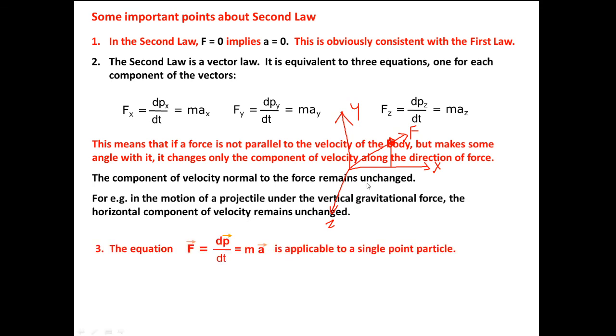The component of velocity normal to the force remains unchanged. That is, in projectile motion under vertical gravitational force, the horizontal component of velocity remains unchanged, that we have seen in the projectile motion.